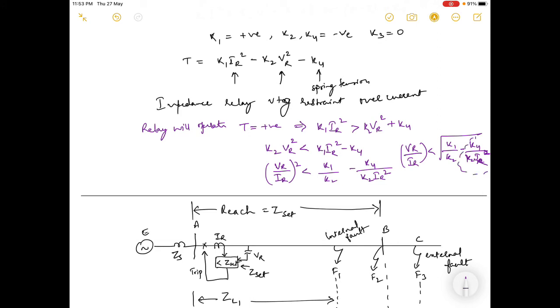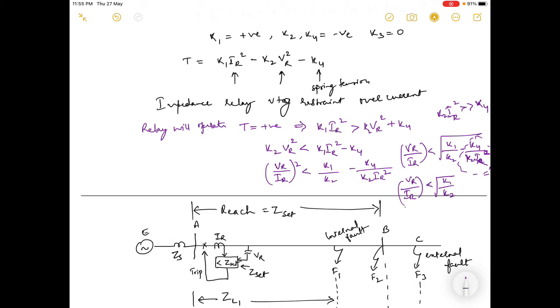Now this term K4 is very less compared to IR square. See, spring restraint or spring force is very less when compared to the current at the relaying point, and it is square also. So denominator term K2 IR square is very much greater than K4. So you can neglect that term. If you neglect that term, what you get is VR by IR is less than K1 by K2. Just now we had got it. Okay, so we have proved it.